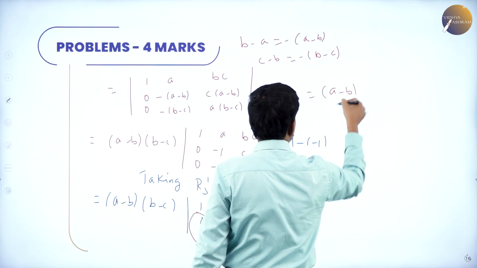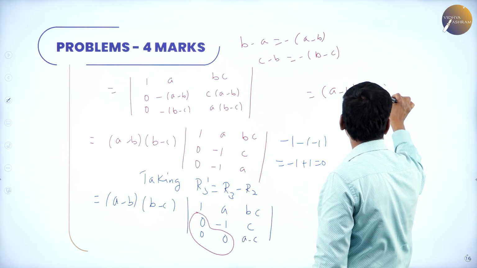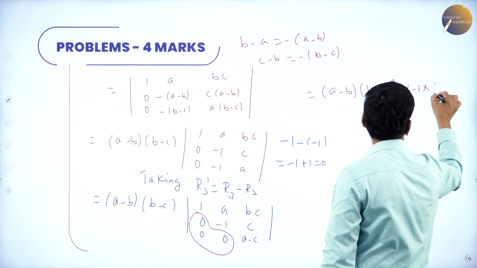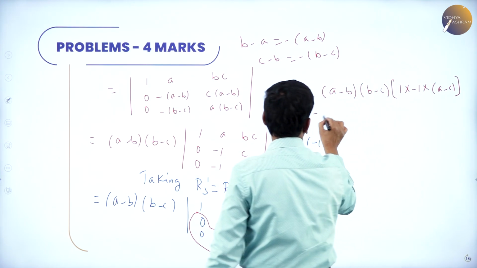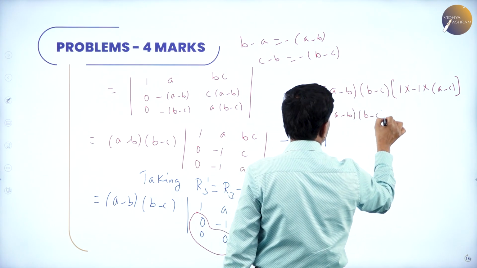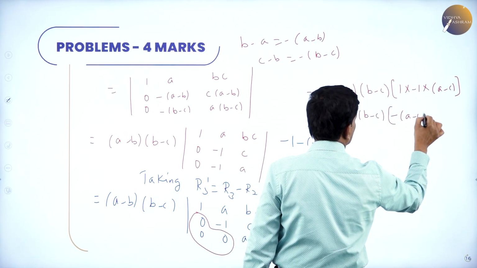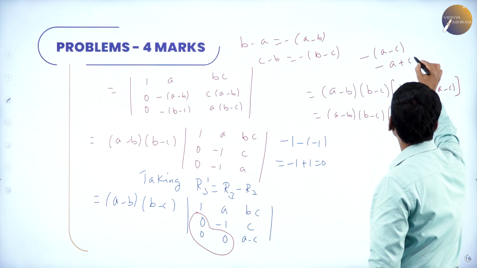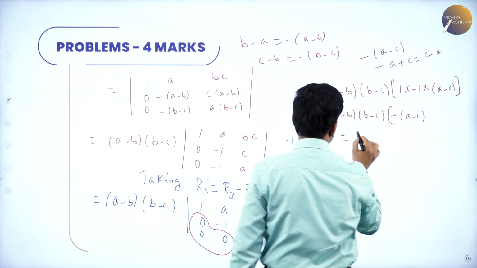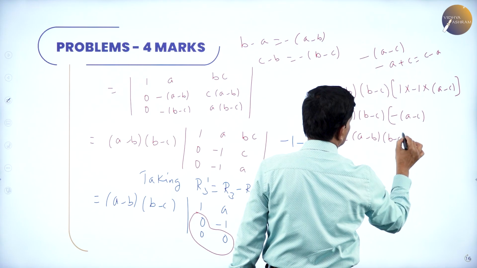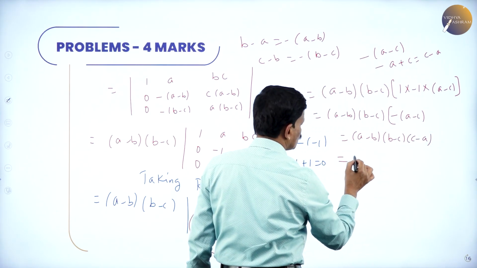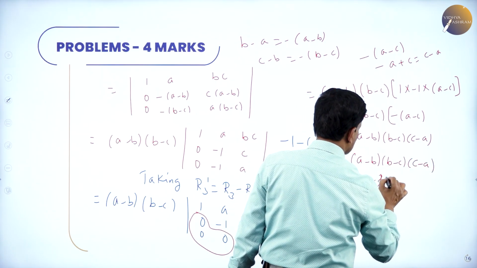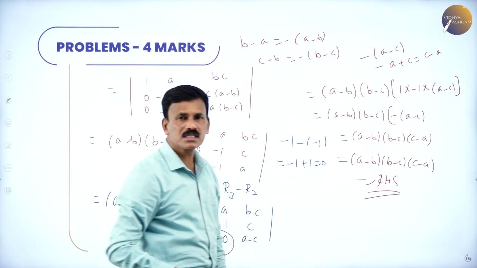So, this is equal to A minus B into B minus C into 1 into minus 1 into A minus C. So, this is equal to A minus B, B minus C, minus of A minus C. So, minus of A minus C can also be written as minus A plus C, that is equal to C minus A. This is A minus B, B minus C into C minus A. Therefore, the required answer is A minus B, B minus C into C minus A, which is the required answer, that is the required RHS.